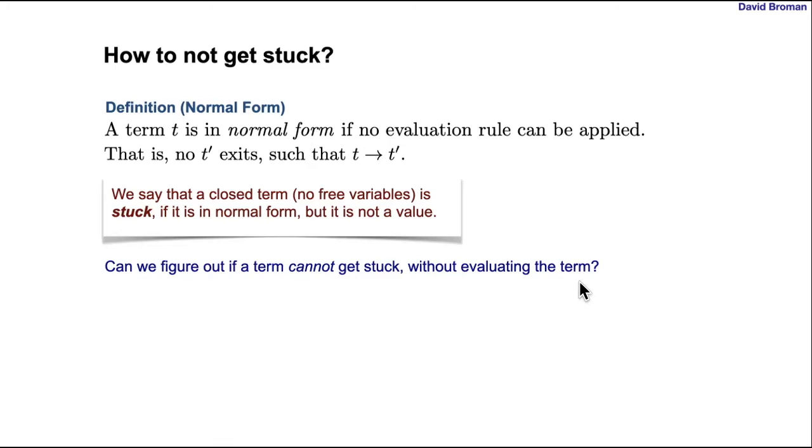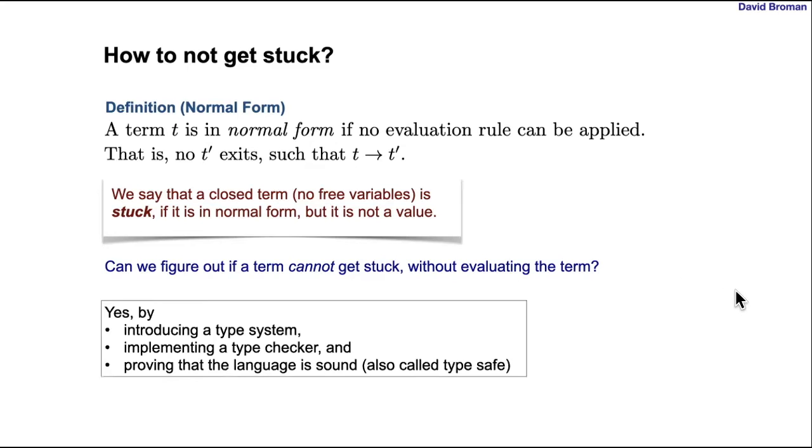I mean, it's simple to just run it and see if we get stuck or not, but that is typically not always what we want. So can we do that? Can we check if it's going to get stuck or not without evaluating it? And the answer is yes. And that is, again, the type checking that we talked about.